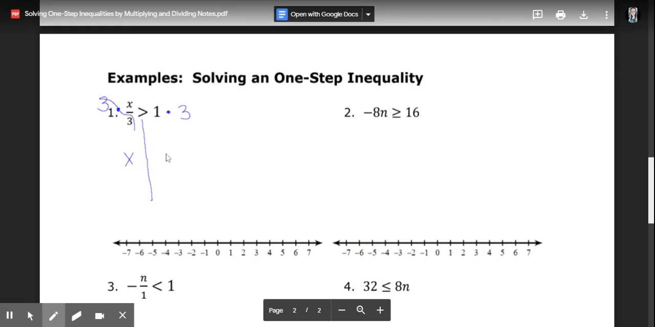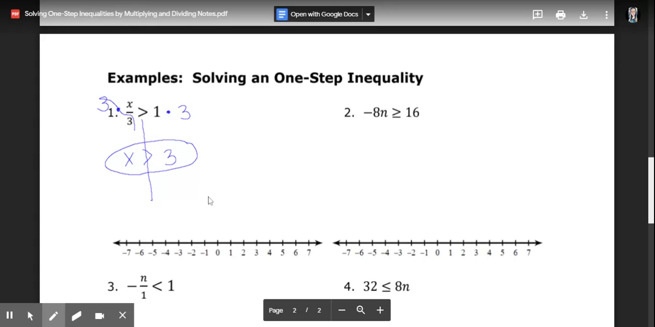1 times 3 is 3. And then I multiplied by a positive number. So according to our investigation up at the top, nothing should really be affected. So I can just bring down my greater than symbol. And I'm good to go. My final answer has a variable, a symbol, and then the number, and it's written in the right order. So this is my correct final answer.